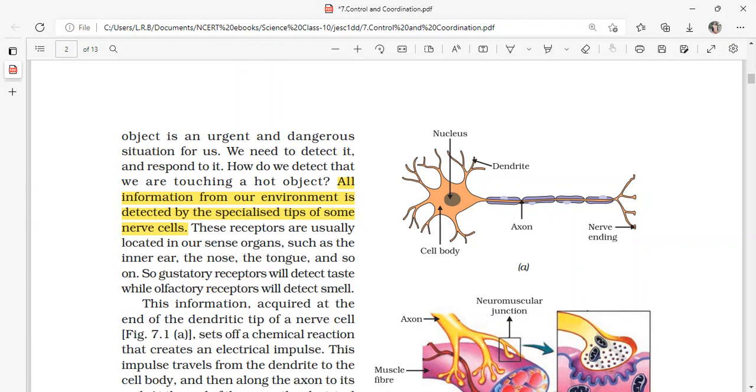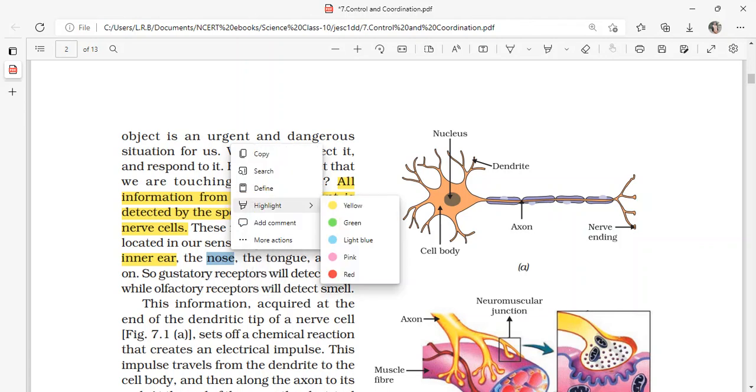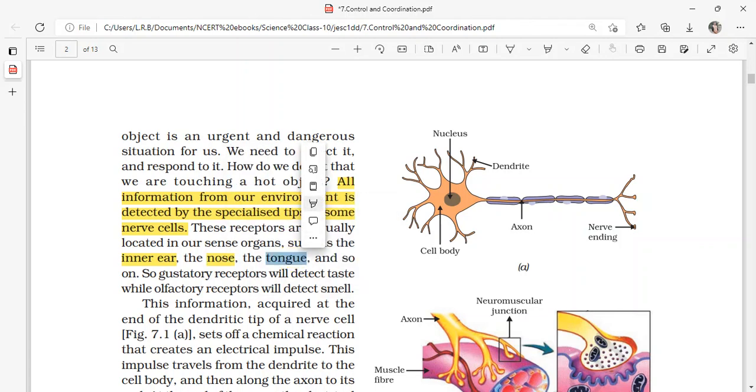These receptors are usually located in our sense organs such as the inner ear. What are the sense organs that are present? They are the inner ear, the nose, and the tongue for tasting. And the skin for touching, and we have eyes for seeing, isn't it? So gustatory receptors will detect taste, while olfactory receptors will detect smell. Gustatory receptors are for tasting substances.